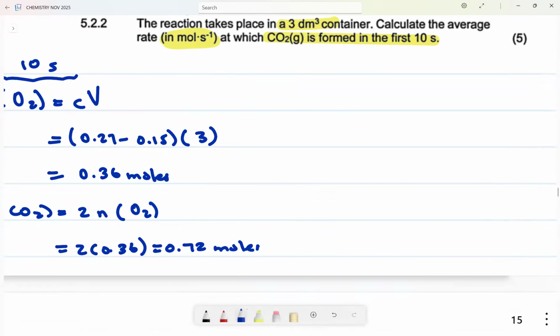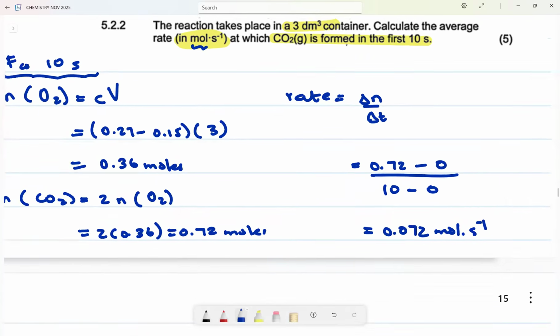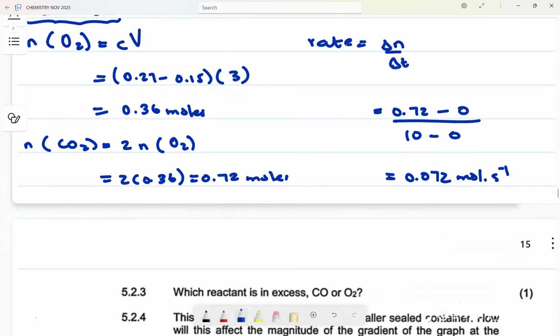But the question wants the rate. What is the rate? The rate is the change in number of moles, in mole, divided by time. The change in number of moles is 0.72 minus 0. I like to put minus 0 because it is a change. And then the time is 10 seconds minus 0. The rate that we get is 0.072 mole per second, as required. Okay, good.